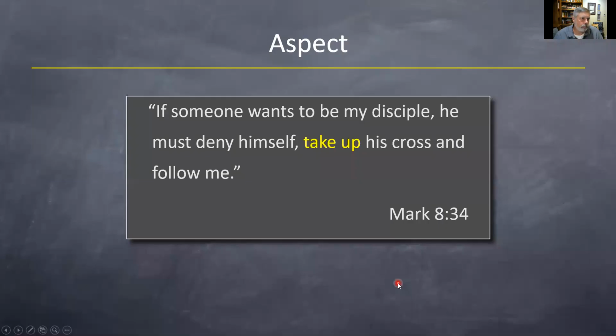Here, if someone wants to be my disciple, he must deny himself. There's a verb, deny himself. Take up his cross. There's a verb, take up, and follow me.